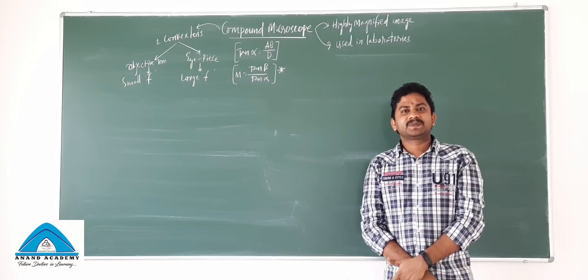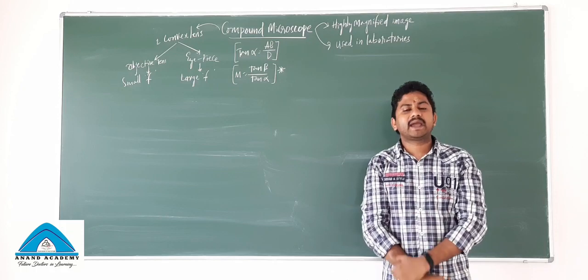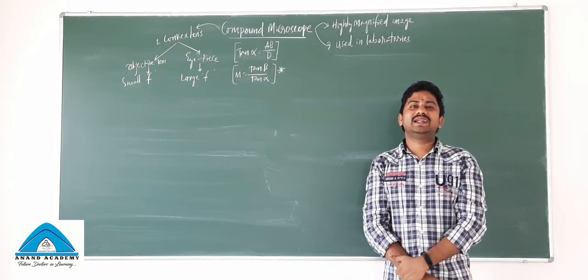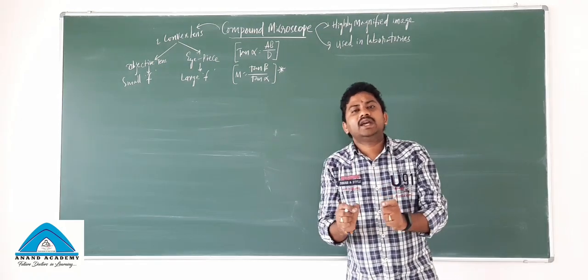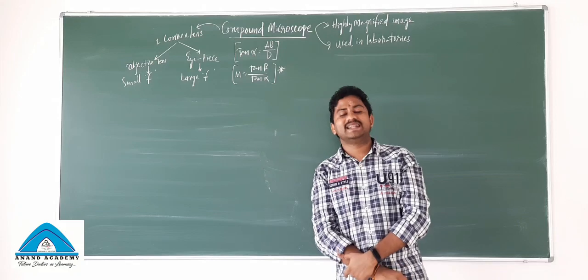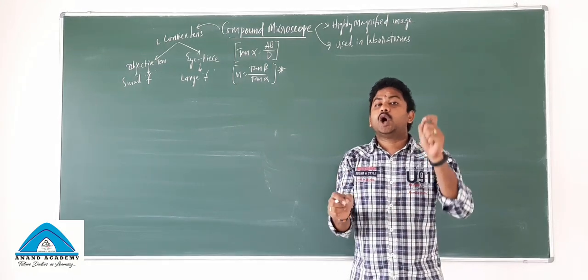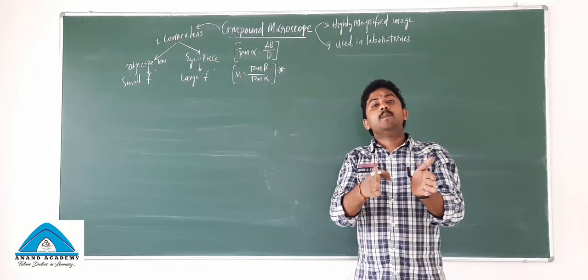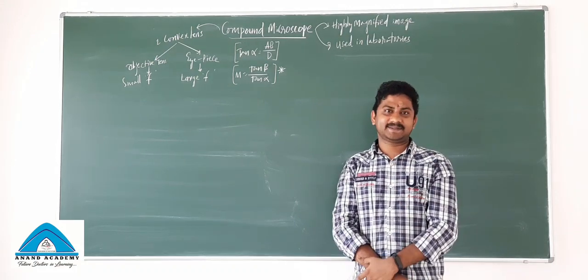Hi students, in the last class we had discussed the simple microscope. Now let us learn the compound microscope. In a simple microscope we had only one convex lens, and the object is kept between the optic center and the principal focus. In a compound microscope we will have two lenses.